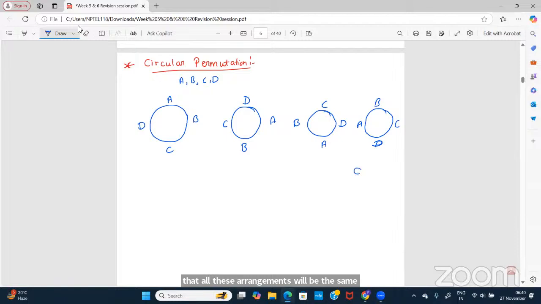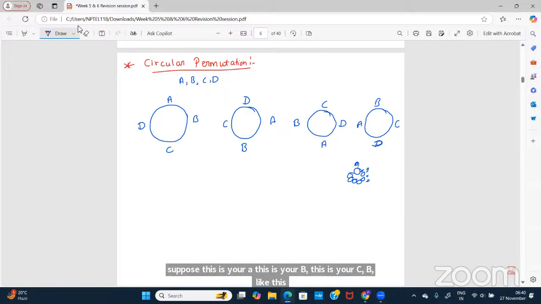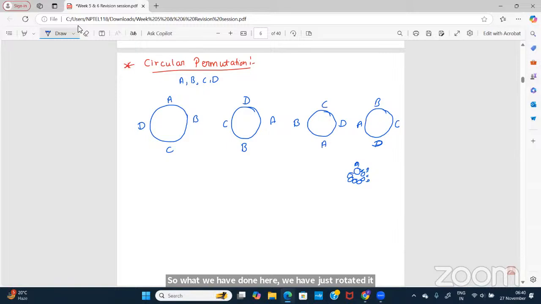Suppose you have a bracelet or necklace of beads. Suppose this is your A, this is your B, this is your C, D, like this. What we have done here is just rotate it. If you rotate this, then it will be something like this: A is here, B is here, C is here. But the necklace or the bracelet is still the same, right? So they both are the same. We have just rotated this. So all these are one arrangement, we can say, right?